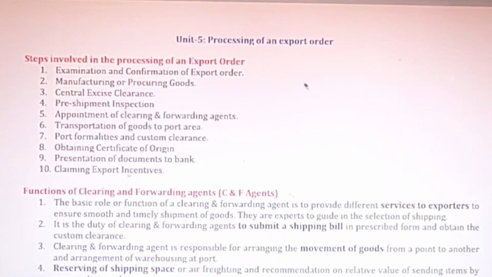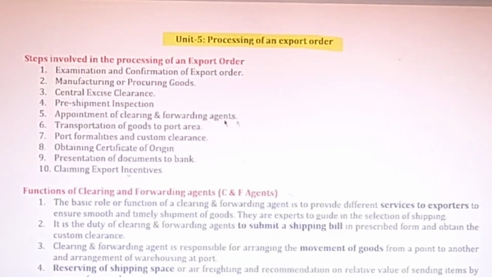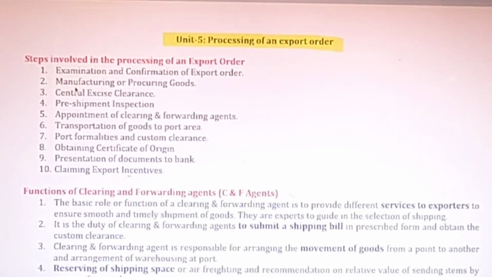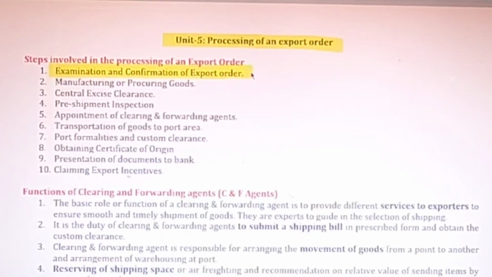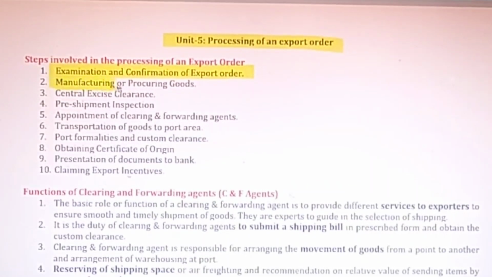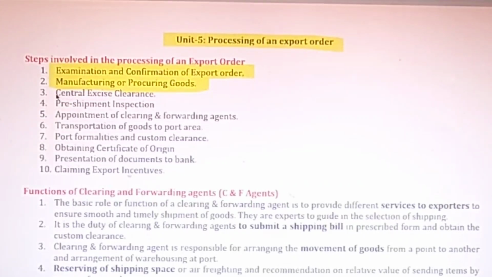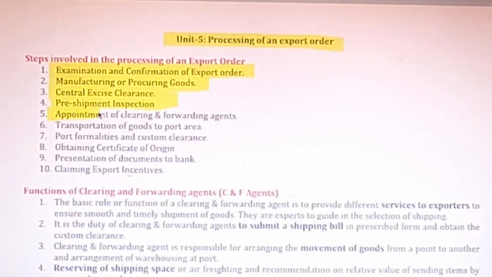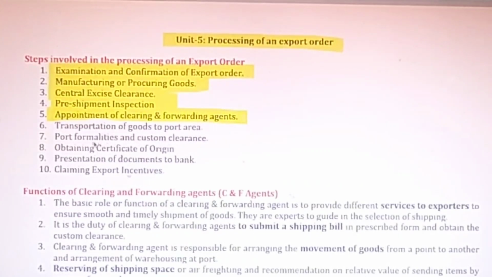Unit 5 is on processing of an export order. Once you get an export order, how will you process it? Now these are the steps an exporter takes before dispatching. First, examination and confirmation of the export order. Second, manufacturing or processing of the goods. Third, central excise clearance. Fourth, pre-shipment inspection of all the cargoes. Fifth, appointment of C&F agents.